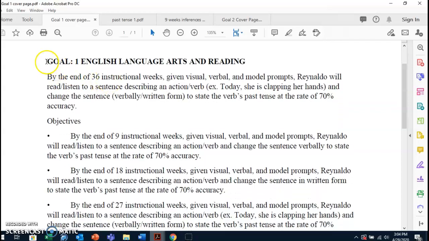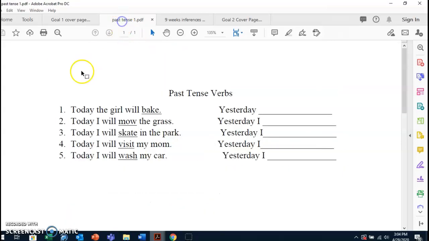So this is IEP goal number 1. And it says, by the end of 9 instructional weeks, given visual, verbal, and model prompts, Reynaldo will read or listen to a sentence describing an action verb and change the sentence verbally to state the verb's past tense. So this is going to be your assignment for today.